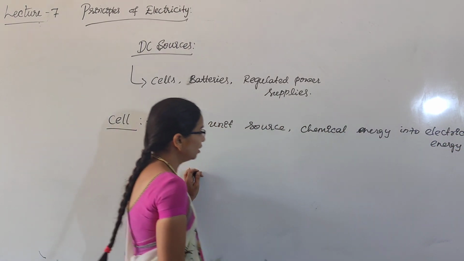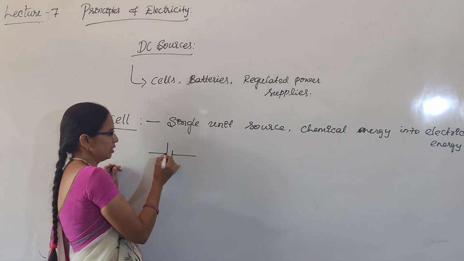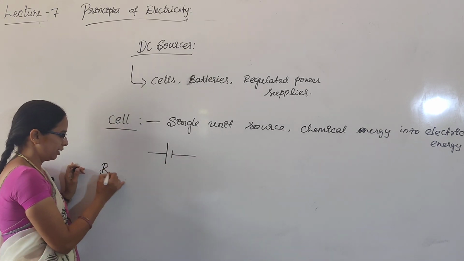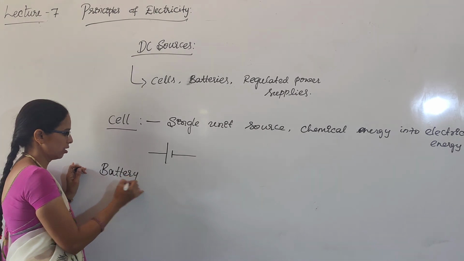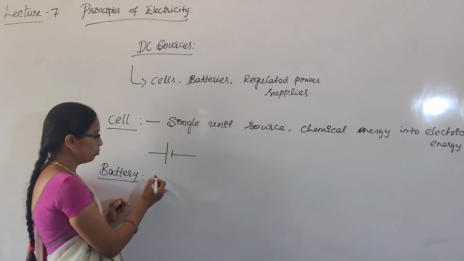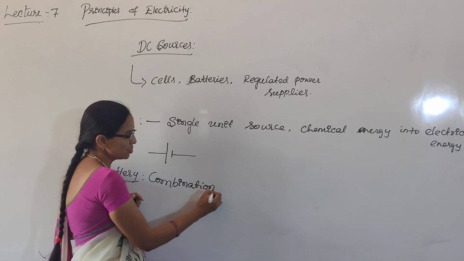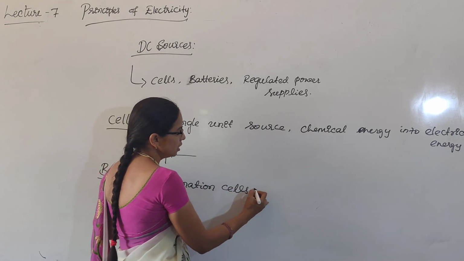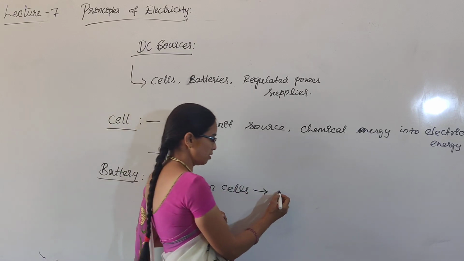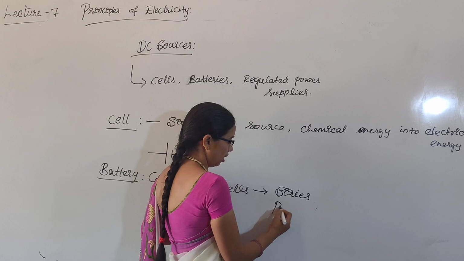Right? See here, this is the symbol of a cell. You people already know it. Okay. What about a battery? A single unit source is a cell. The combination of cells, or a group of cells, gives a battery. This combination of cells may be in the form of series or parallel.